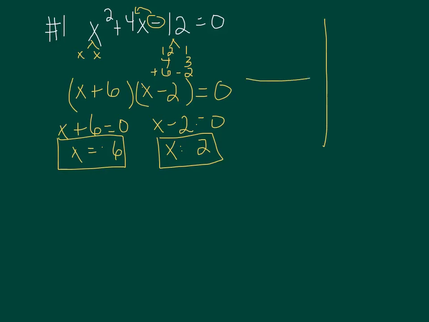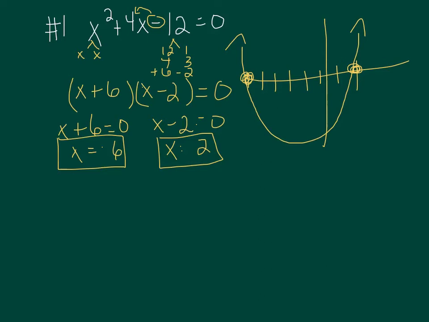If you were to graph this, you would have a parabola that crosses the axes at negative 6 and 2. That's the approximate graph of this quadratic equation. I'm going to show you how to do that on the calculator in class. Save yourself a lot of time.